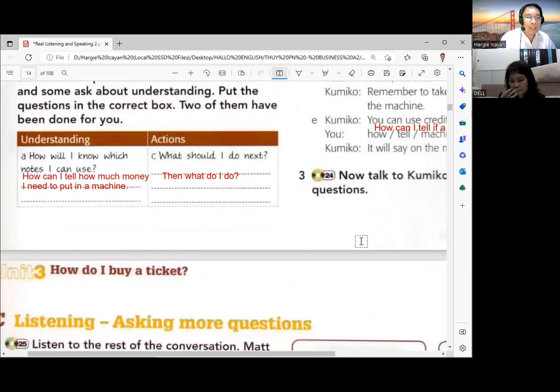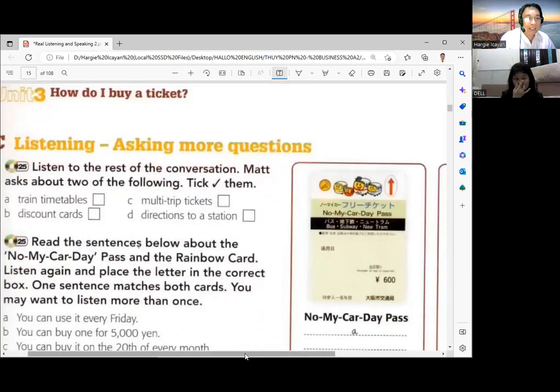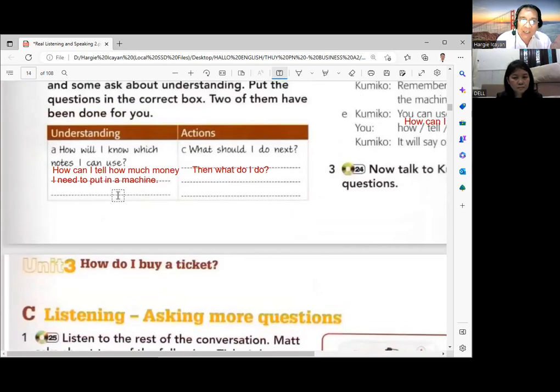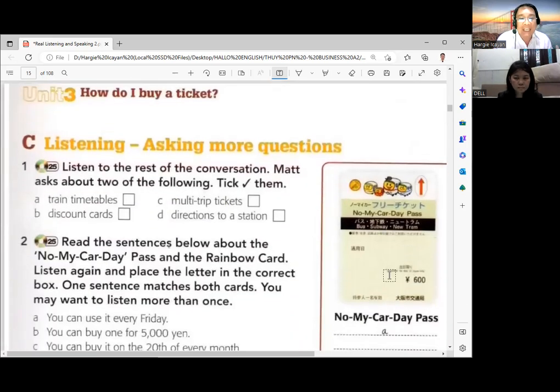Okay, so let's proceed with this particular lesson now. In the listening part again, we need to ask for more information. Just like what I have told you, it doesn't mean that those are the only pieces of information you want to understand. We need more information. So let's listen to the rest of the conversation that Matt asked about, and then we need to tick two of the following. Okay, let's listen to it again.